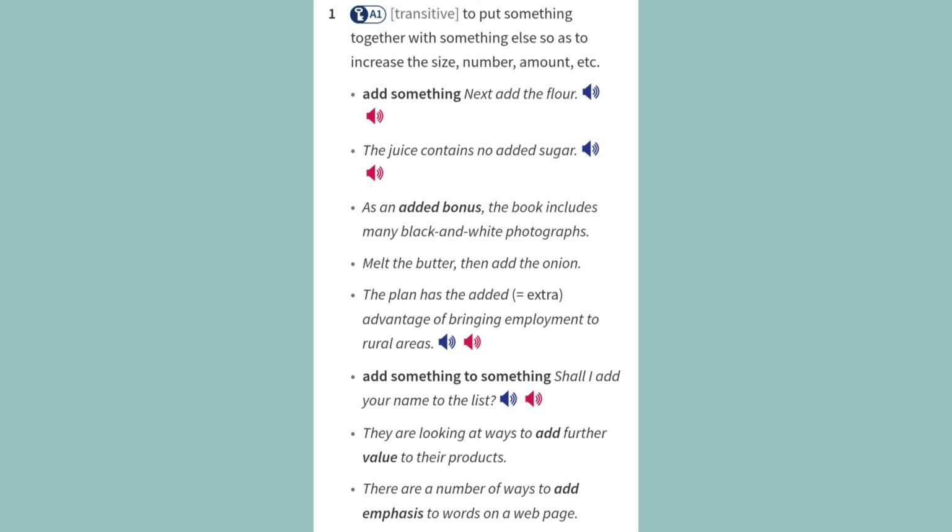Examples. Add something next. Add the flour. The juice contains no added sugar. As an added bonus, the book includes many black and white photographs. Melt the butter, then add the onion. The plan has the added, extra, advantage of bringing employment to rural areas.